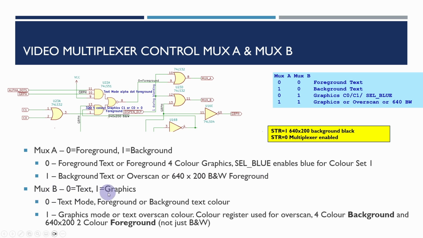And then mux B really is 0 for text, 1 for graphics, and then in the graphics mode we'll use the color register for the overscan for the text mode, the 4-color background for the 4-color mode, and in the 2-color mode it's actually the foreground color that is determined by the color register.